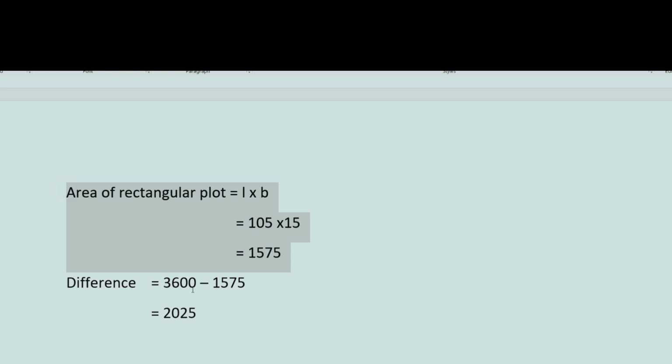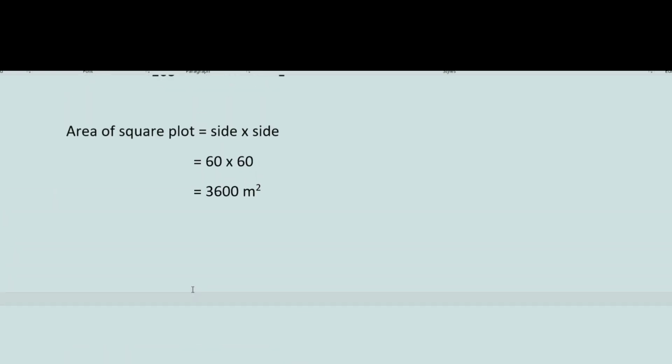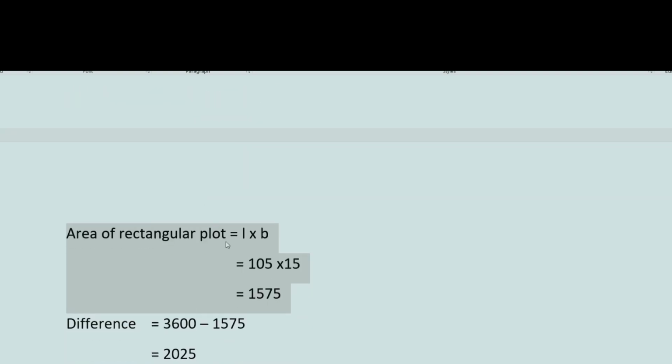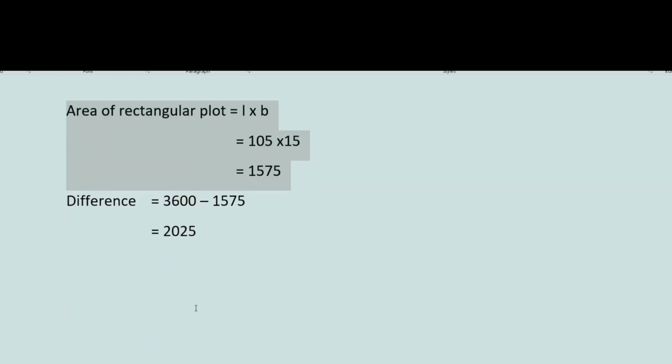Now you can see in the question they have asked which plot has more area. Which plot's area is more. So here square plot area is 3600 and rectangular plot is 1575. So obviously square plot area is much more than the rectangular plot, okay. You have to find the difference. By subtracting you will get the difference, that is 2025, means area of square plot is 2025 meter square more than the area of rectangular plot.